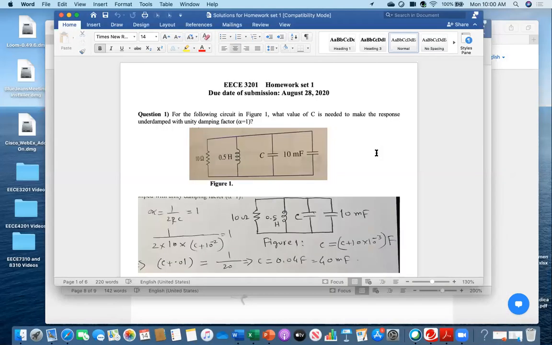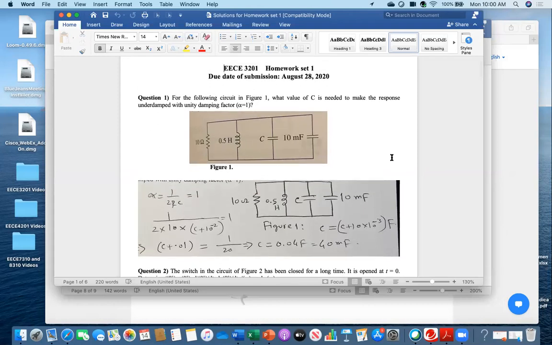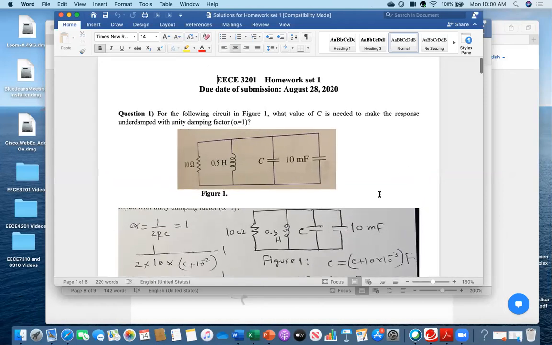Okay. Everybody, can you see homework set 1? Yes, sir. Okay. So now I will quickly go over it. We don't have much time, but I will quickly go over. You see, the first question was, for the following circuit in figure 1, what value of C is needed to make the response underdamped, with unity power factor, alpha is 1.